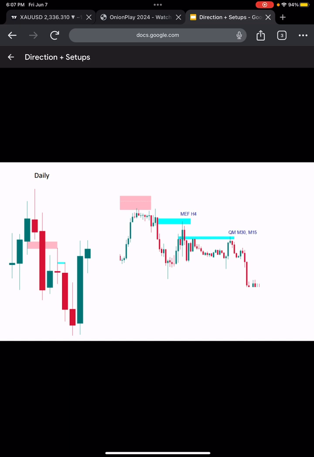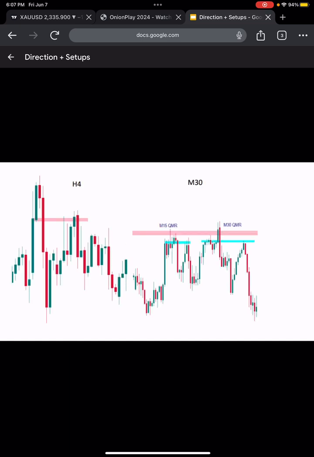On the lower time frame, you have a MEF, which is a manipulation. Basically on the higher time frame, it's a bearish engulfing. On the lower time frame, it's a drop-based drop. Or on the M30 or M15, it created a QMR. That happened as well. Here's another example of a double Mariposa breakout zone. So this is direction plus the setup. On the lower time frame, it created a QMR, both on the M15 and M30. So you could have used either one.